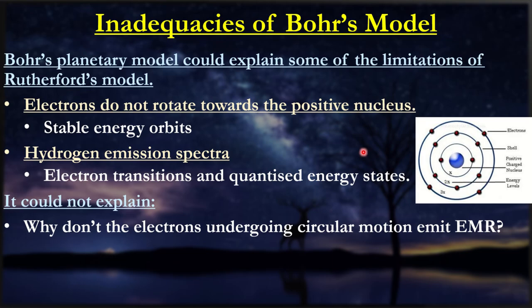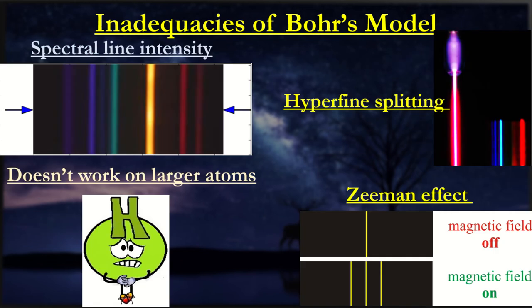But let's firstly look at where the Bohr's model goes wrong. The first limitation is that it does explain why the electrons don't spiral into the positive nucleus. It does explain the hydrogen spectra because of the quantized energy states, but it doesn't explain why electrons going in a circular orbit don't emit electromagnetic radiation. That's not explained.